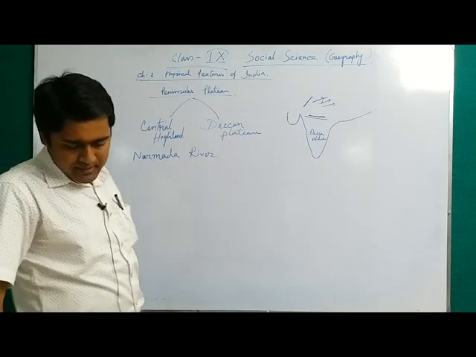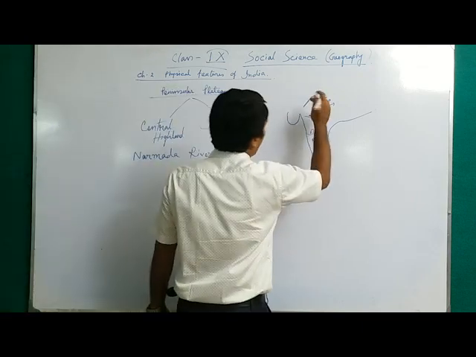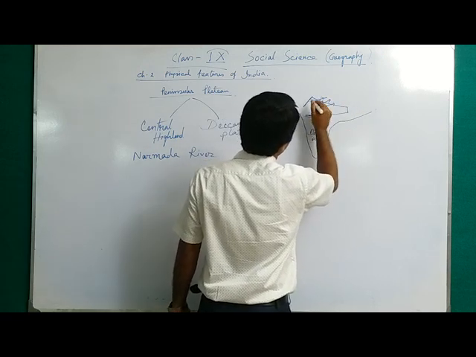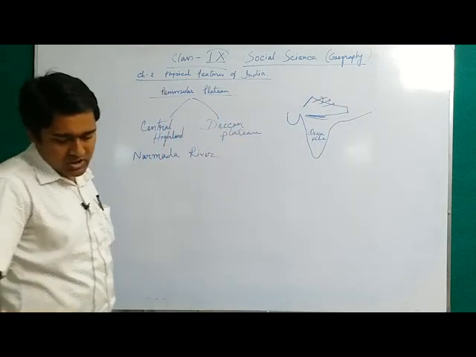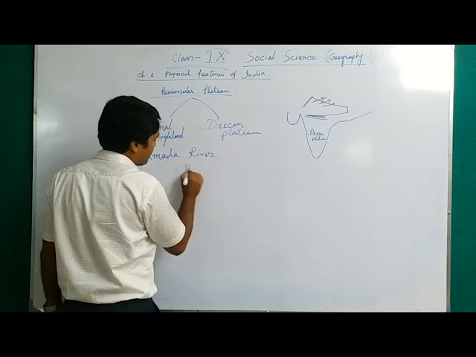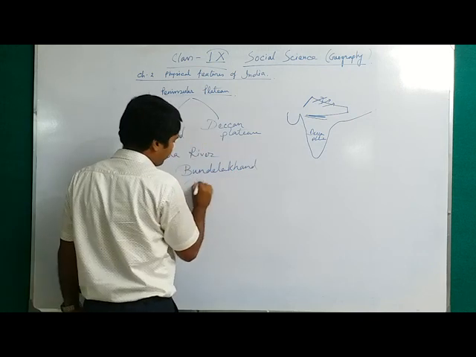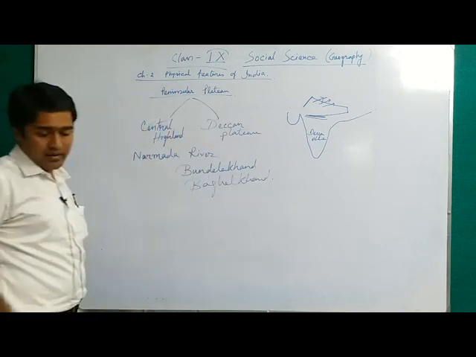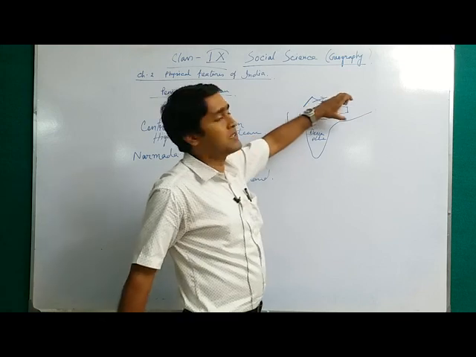Now, another point: the Central Highland is wider in the west and narrower in the east. So you can understand the western portion is wider and narrower towards the east, and this eastward extension is called Bundelkhand and Baghelkhand. It is a local name. Bundelkhand and Baghelkhand, this is the local name for the eastward extension of the Central Highland.